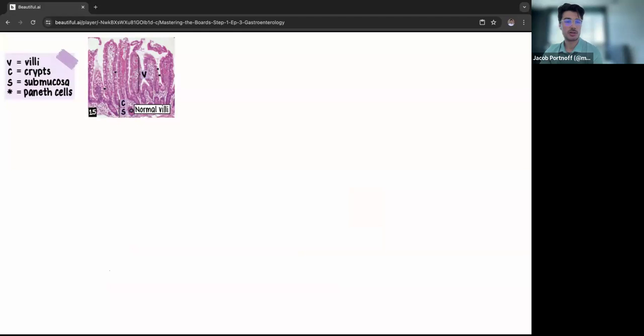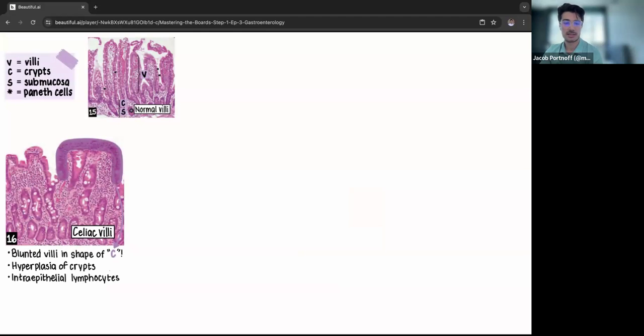So let's just go quickly through what you'd expect to see on histology, because they could also just provide the histological image here, right? But I did have a fun little memory trick here to illustrate this blunting of villi. As you can see, these nice papillary projections of the villi are intact here in the normal villi. But in celiac, you get this blunted shape.